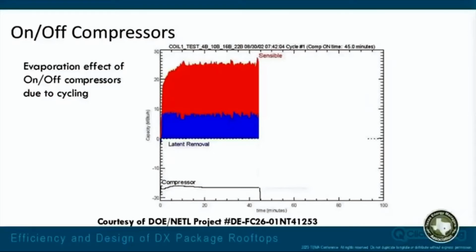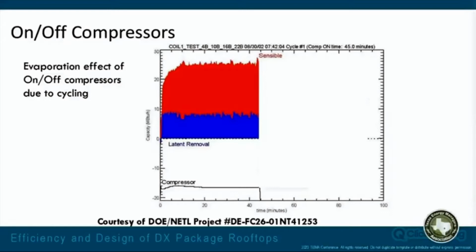One of the other challenges we're going to have with that constant volume system is we're using on-off compressors. And this was a chart done by the Department of Energy, and the first time I saw this was about 15 years ago. And it looks at the evaporation effects of on-off compressors due to cycling. And right now we're showing the first 45 minutes of this test. And at time 0, the compressor is turned on.